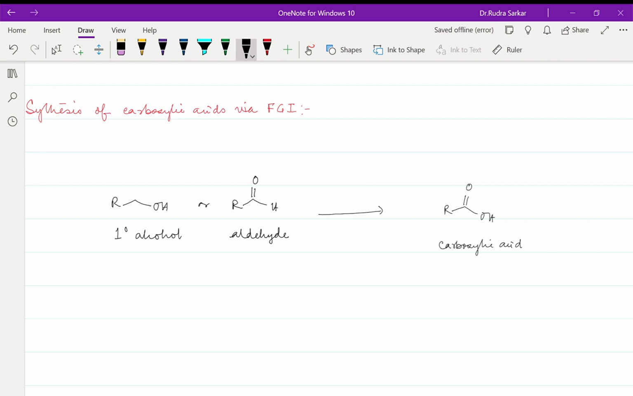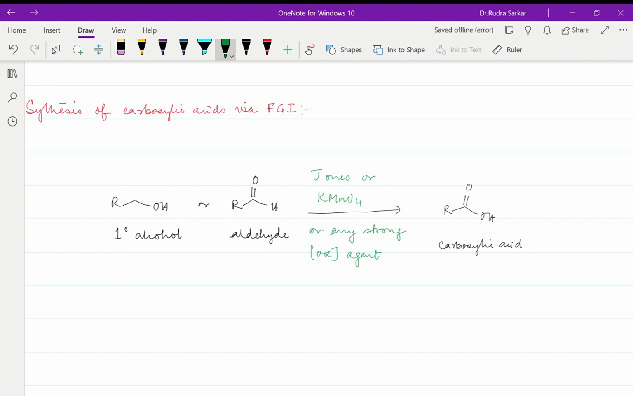So we will list over here the reagents that one can use, which is obviously Jones reagent, or we can use KMnO4, or we can say any strong oxidizing agent can be used to achieve this oxidation.